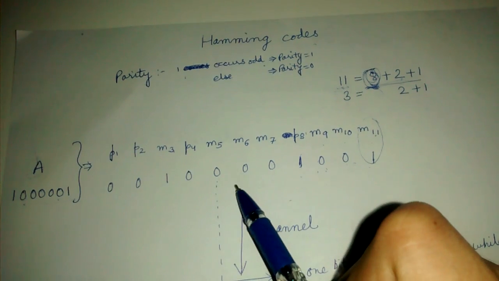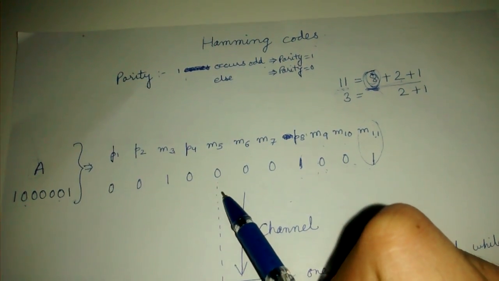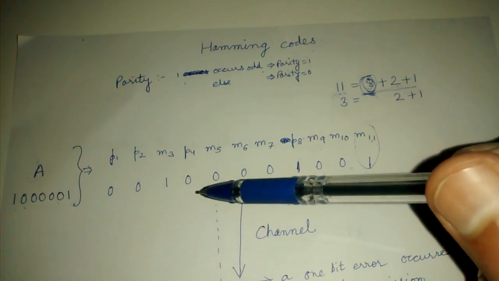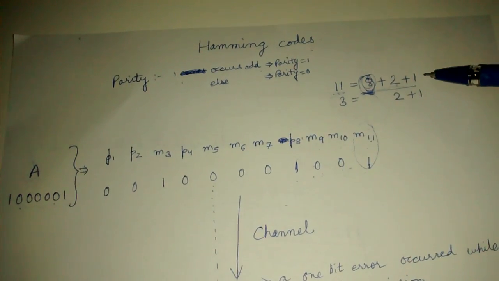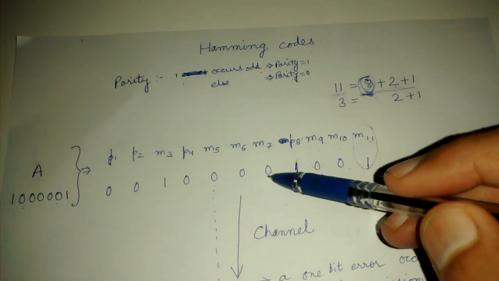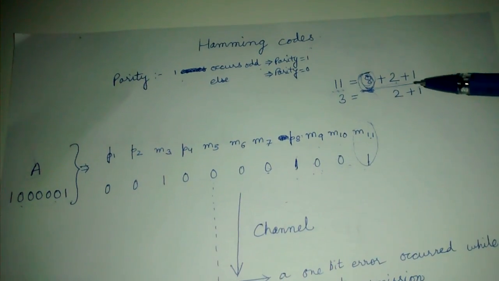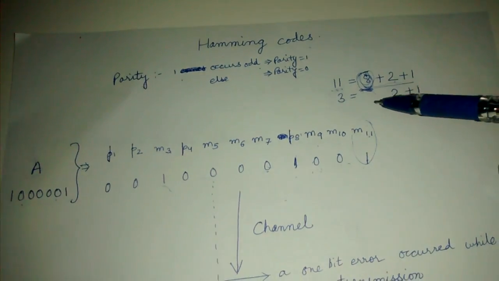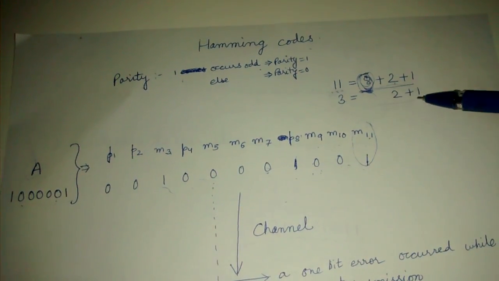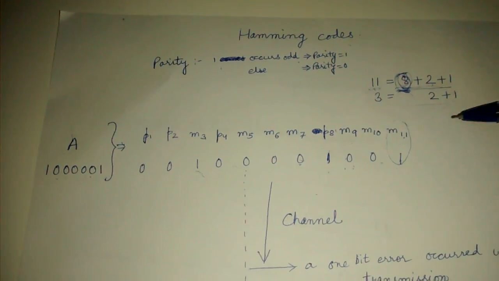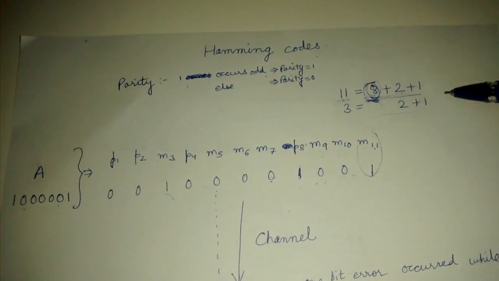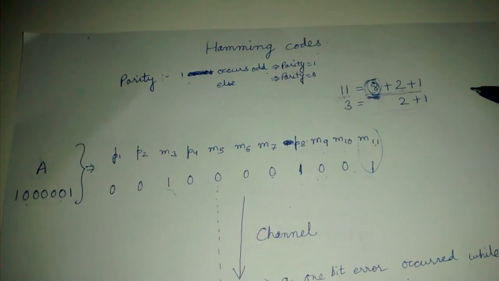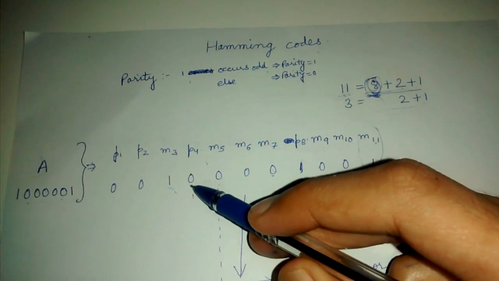Now M7, M6, M5, then P4, they are all 0, so they will not affect anybody. P4 cannot be affected by 3 because 3 is lower, so the sum 4 is not occurring. In 11's representation also 4 is not occurring, so nobody affects the parity of 4, and hence the parity of 4 is 0.